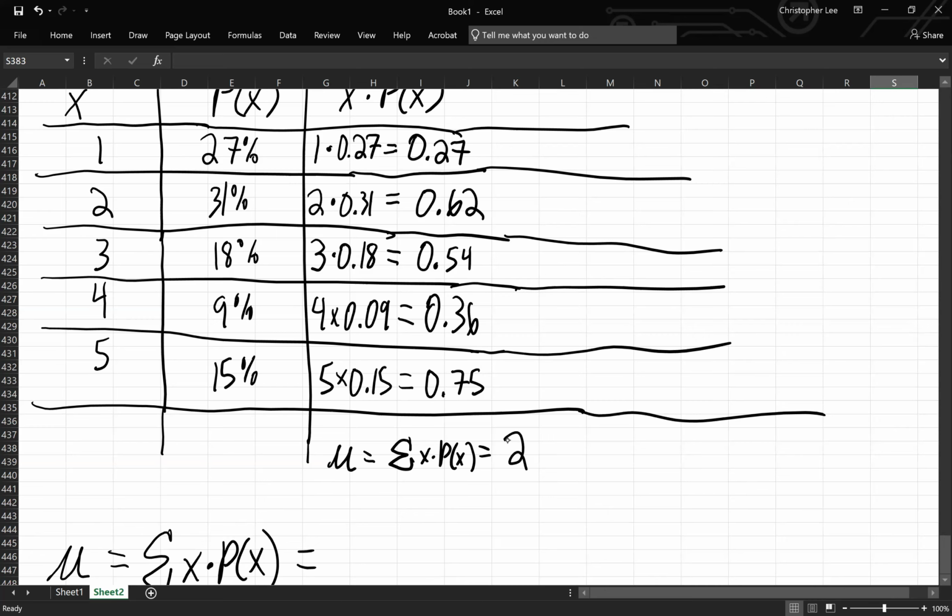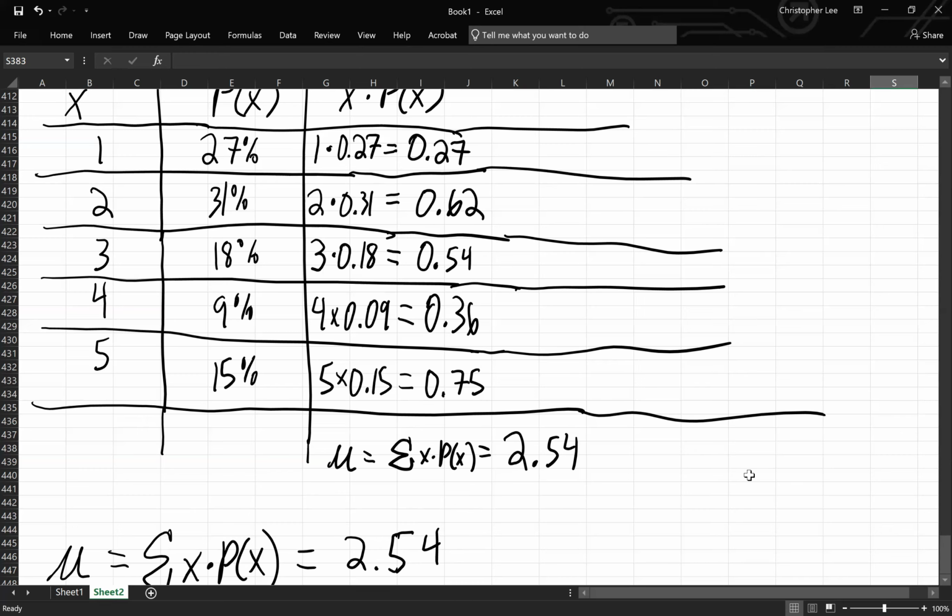So 2.53. That's my mean. That's what you said, right? 2.54. Okay, I trust you. Yeah, you just add them up and that's it. So that's our mean, right?